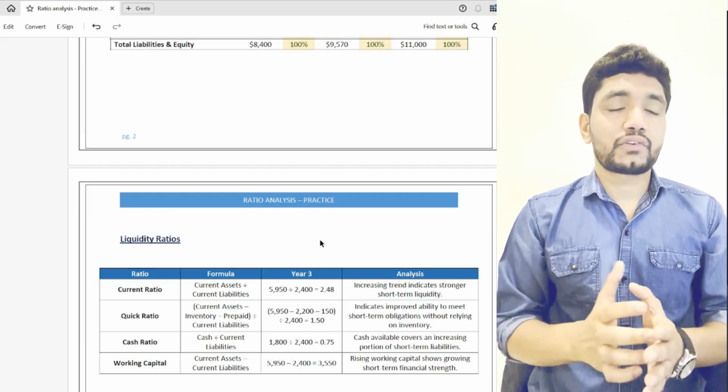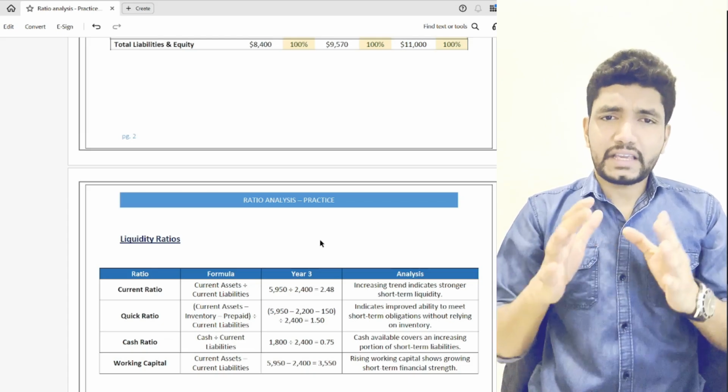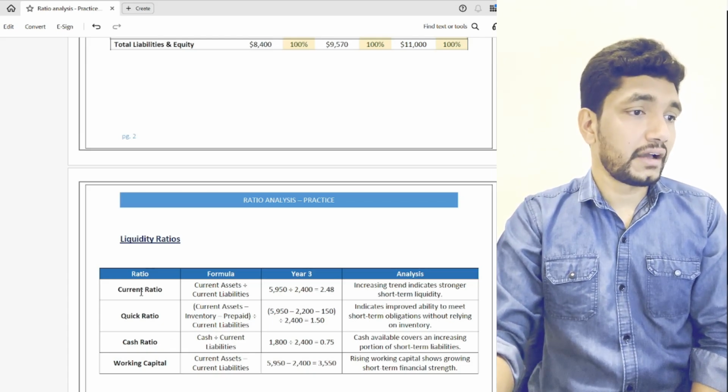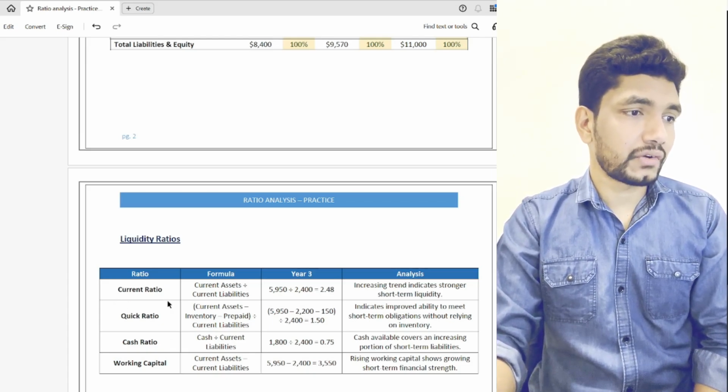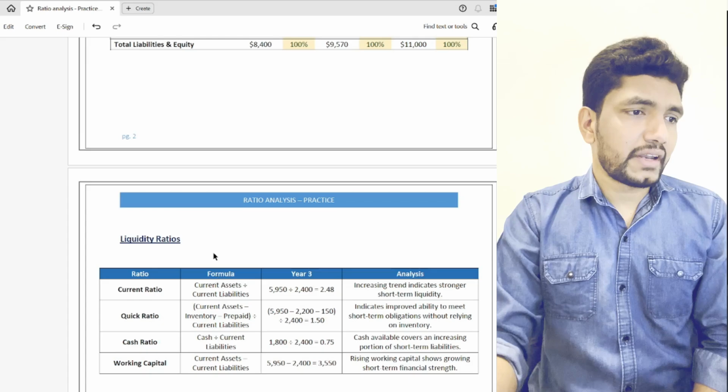So now let's come into ratio analysis. The first important ratio is liquidity ratios. We are taking only the key important ratios for this analysis. So you can see the current ratio, we are calculating quick ratio, cash ratio and working capital. We have already given the formula here.